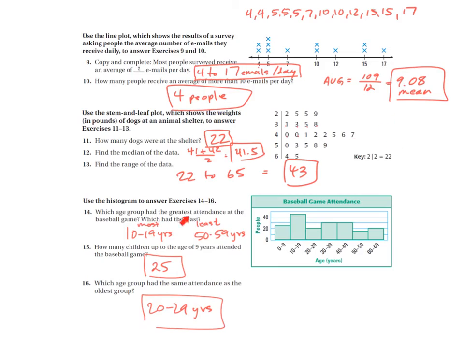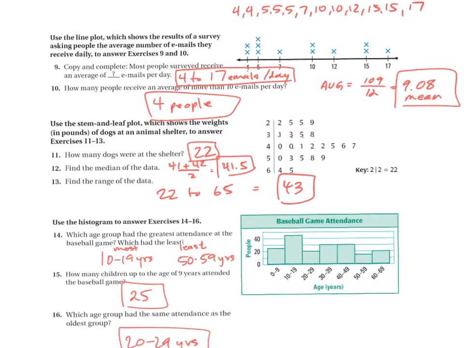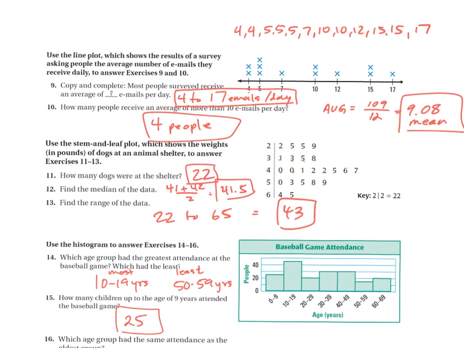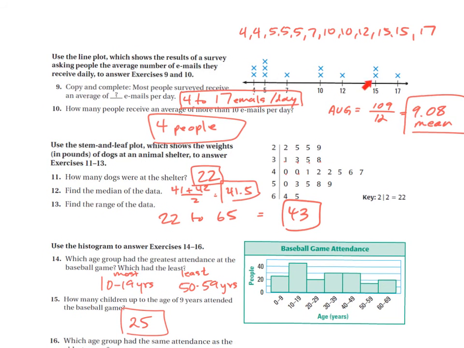All right. Number 9, it says most people surveyed receive an average of blank emails per day. Because these are average emails a day, it's 4 to 17 emails a day. I did the mean was 9.08 for the data set. So the average of the averages was 9.08. This is how many people receive an average of more than 10 emails. So more than, not 10, but more than. There's only 4. There's 1, 2, 3, 4 of those people. So again, when you have a line plot, it's pretty easy to pick that data out of there.